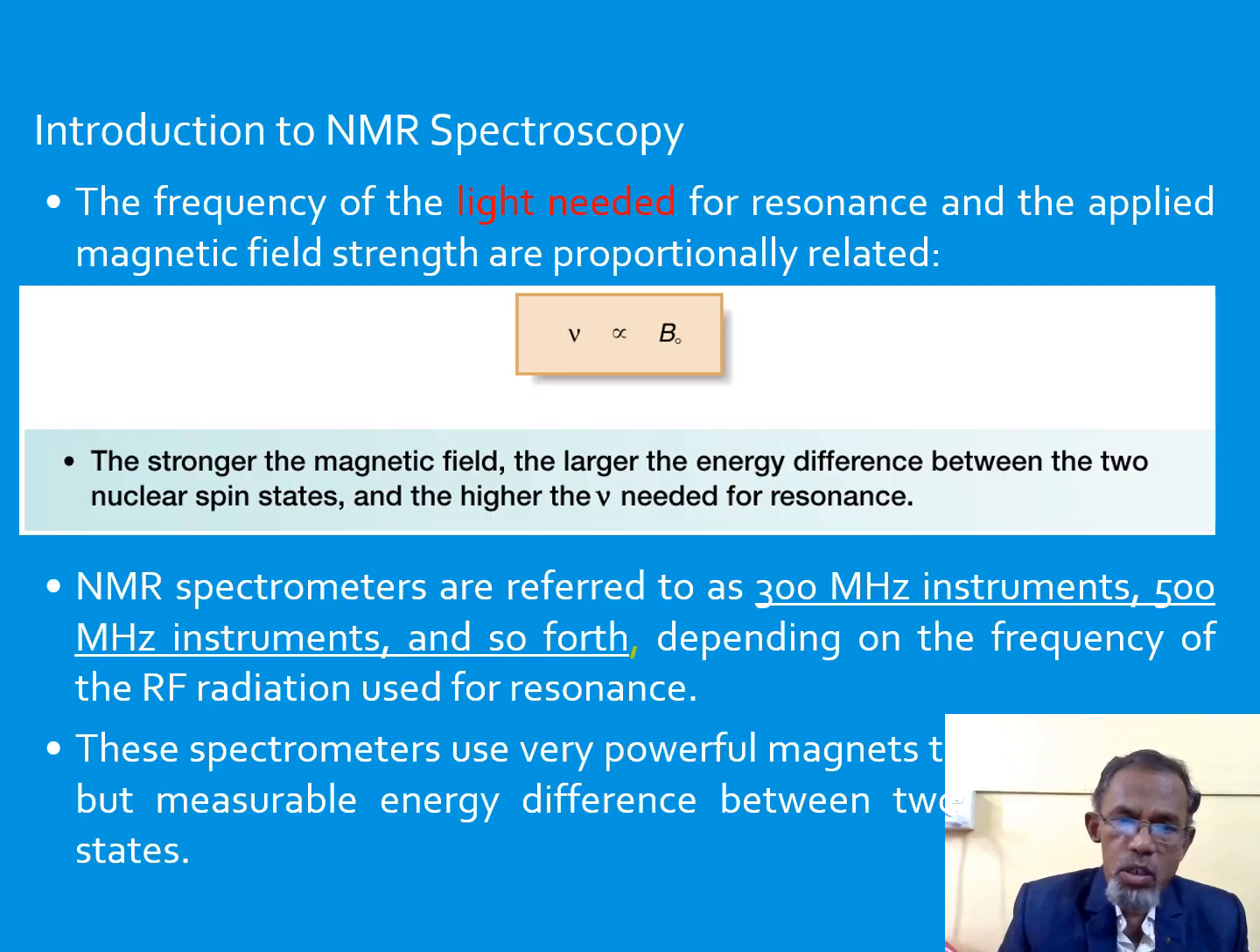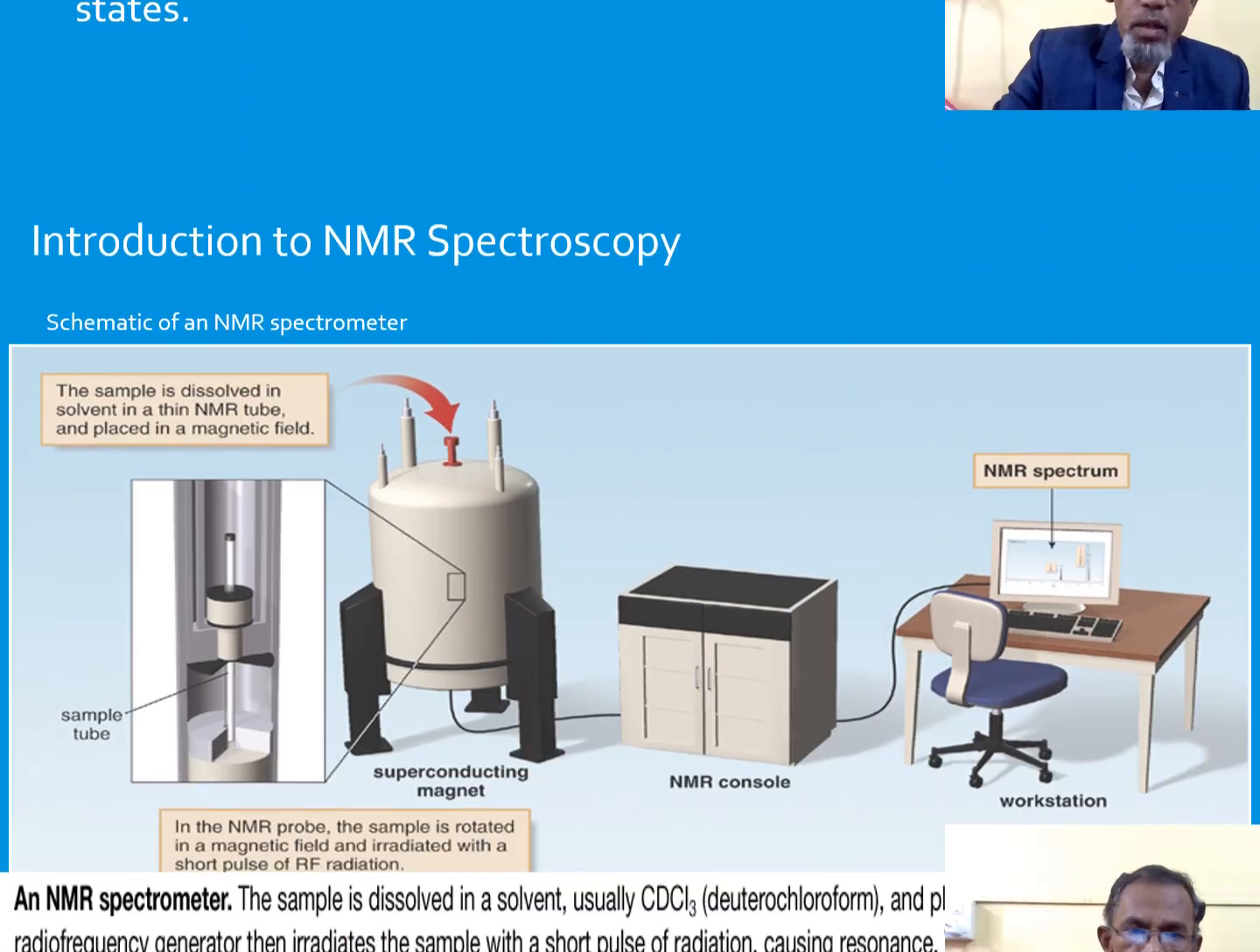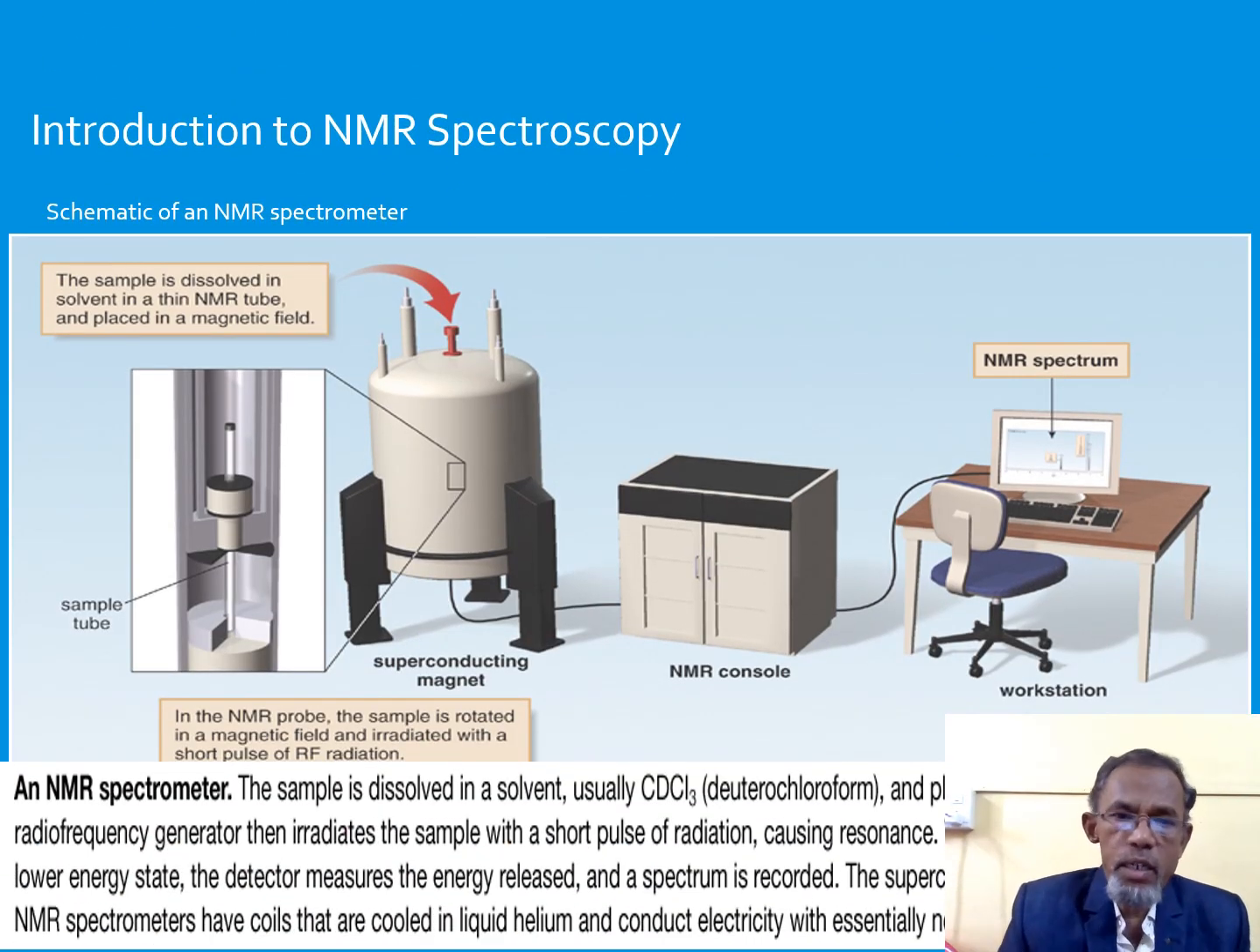NMR spectrometers are referred to as 300 megahertz instruments, 500 megahertz instruments, and so forth, depending on the frequency of the radio frequency radiation used for the resonance. I am projecting a picture of an NMR spectrometer, which is commonly used for recording the types of protons as well as the carbon atoms present in the molecule.